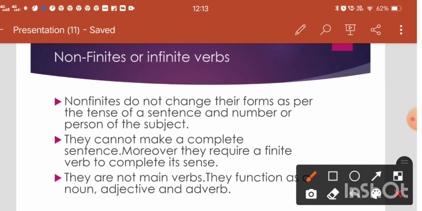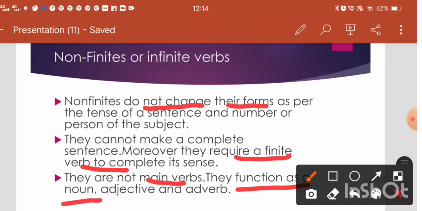So let's understand the main points. Non-finites do not change their forms. Remember this. Because the number and person of the subject does not bring a change in the form of a non-finite verb. It also does not change its tense. They cannot make a complete sentence. Moreover, they require a finite verb to complete their sense. They are not main verbs. They don't act as main verbs. What do they act as? They act as noun, adjective and adverb. So that is the difference between the finite verbs and non-finite verbs.